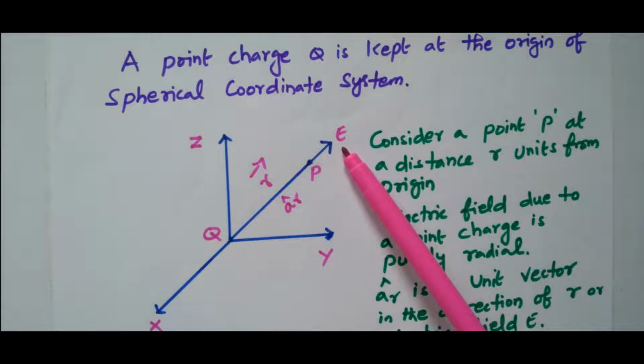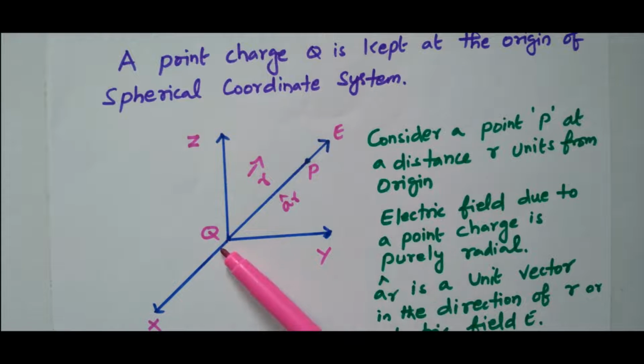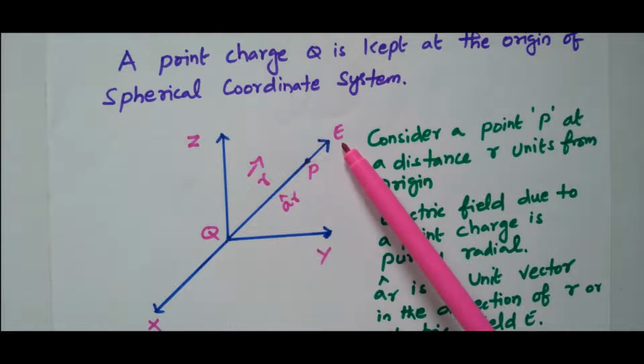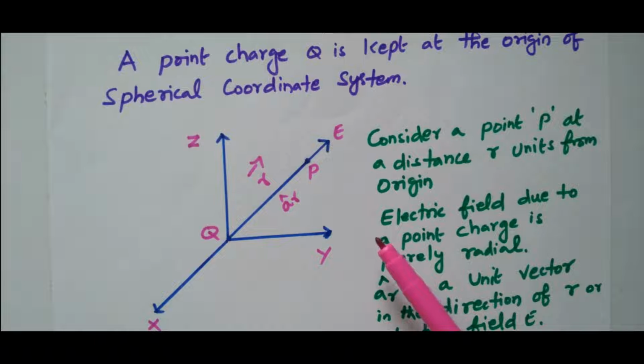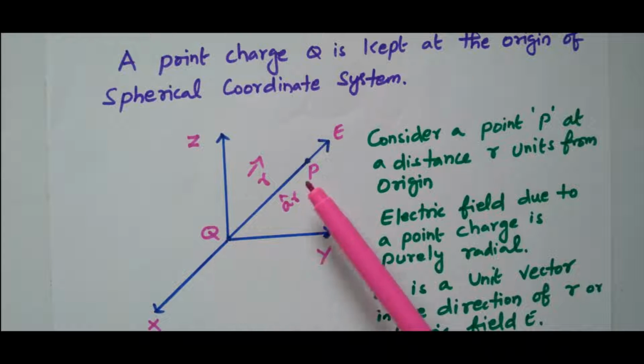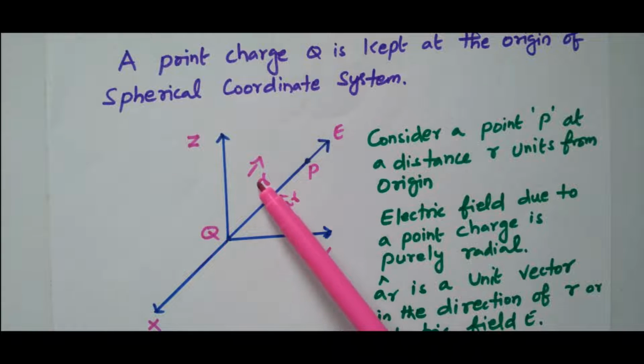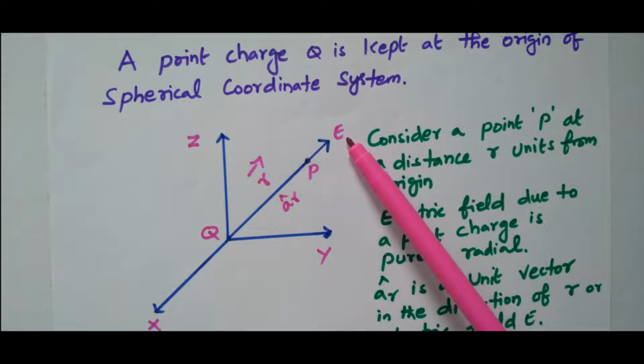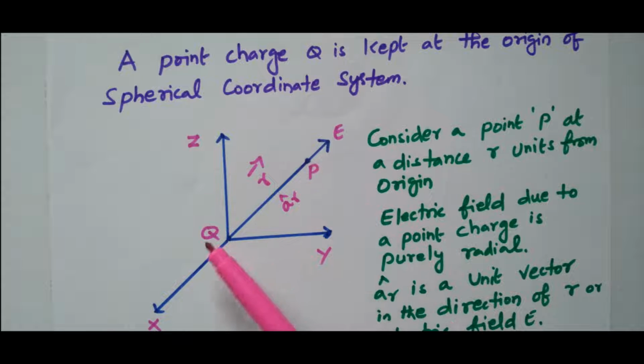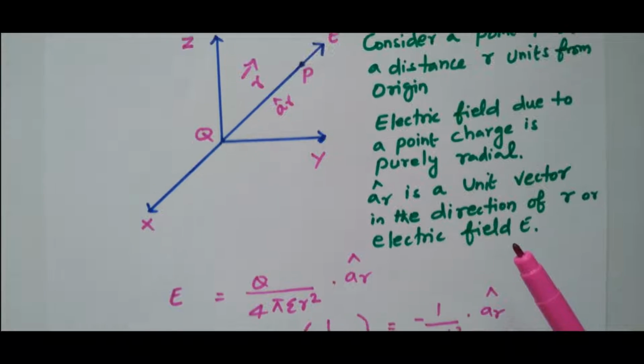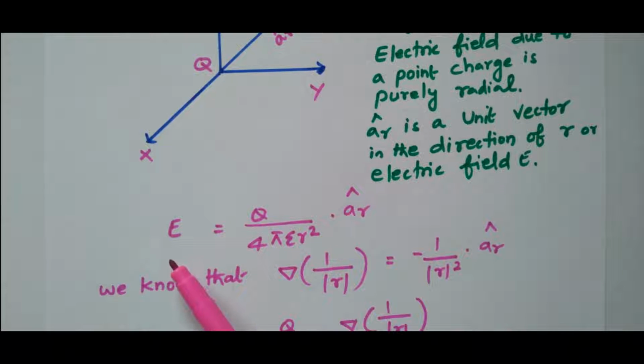So this is the electric field intensity. Due to the charge at point P, the electric field intensity is created. Right? So the charge is placed at the origin. Point P is located at a distance r meter. aR is the unit vector. E is the electric field intensity at point P due to the charge Q. Let us see the formula for this. So E equal to Q divided by 4 pi epsilon r square into aR cap.